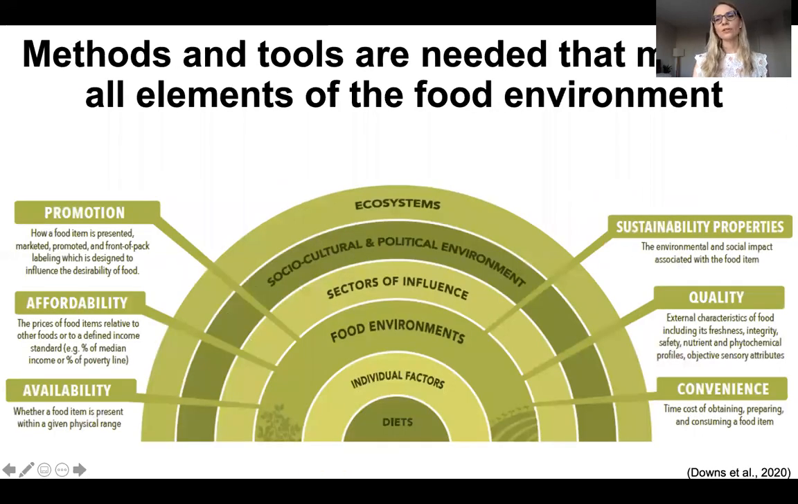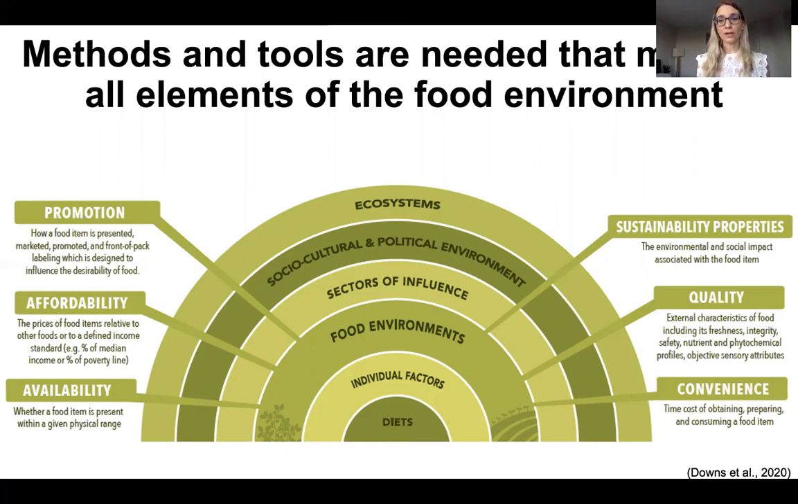So in terms of what this means to have these different food environment types, I think one of the things that's really critical is that it informs what we have to do in terms of measuring them. So we know from Anna's talk, this is another figure from our paper that's looking at the different elements of the food environment. So you have promotion, affordability, availability, quality, convenience, and then we've included sustainability properties within our definition of the food environment.